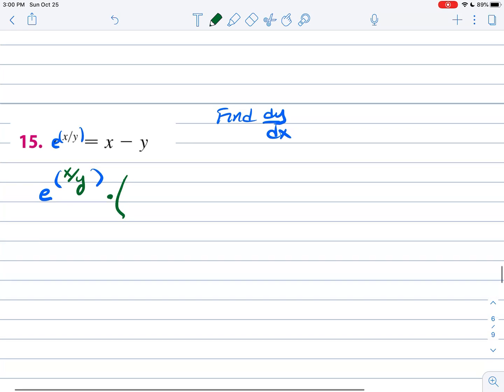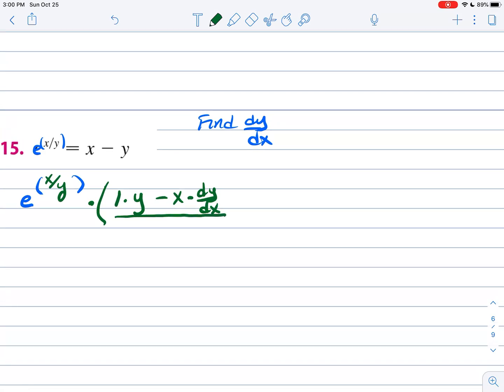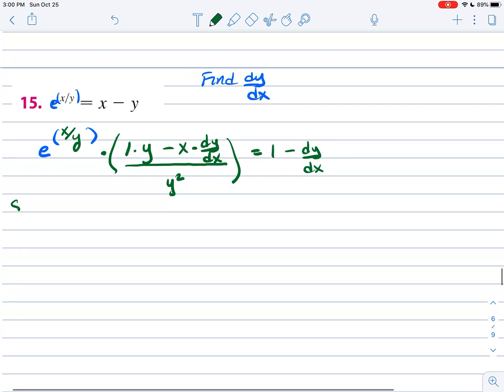So here, in multiplying by the derivative of the inside for our chain rule, our quotient rule is the derivative of the top times the bottom minus the top times the derivative of the bottom, and the derivative of the bottom is 1 times dy dx, all over the bottom squared. And that is the derivative of e to the x over y implicitly. And then equal to the derivative of x is 1, and the derivative of y is 1 times dy dx, which is just dy dx.